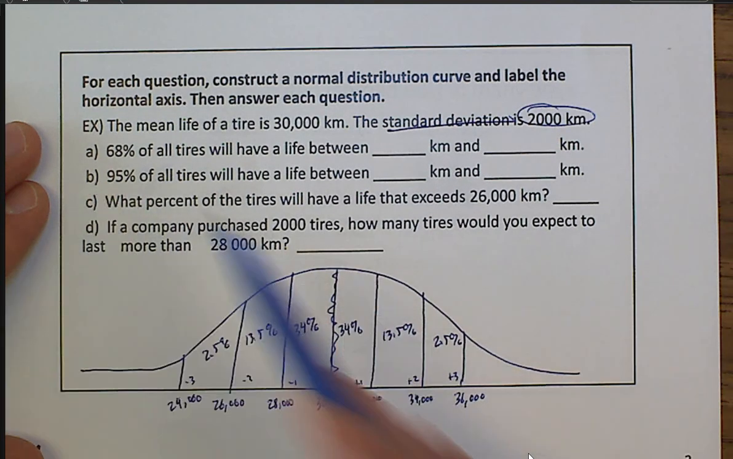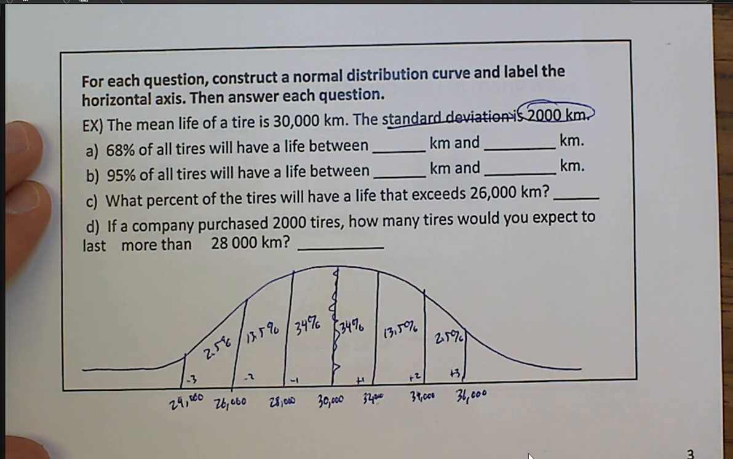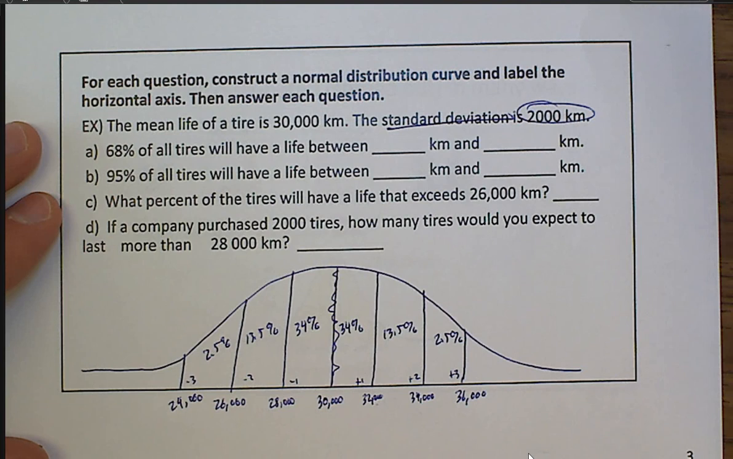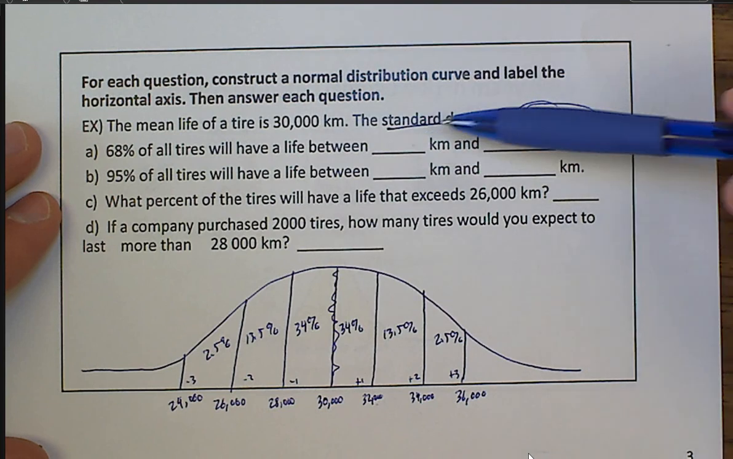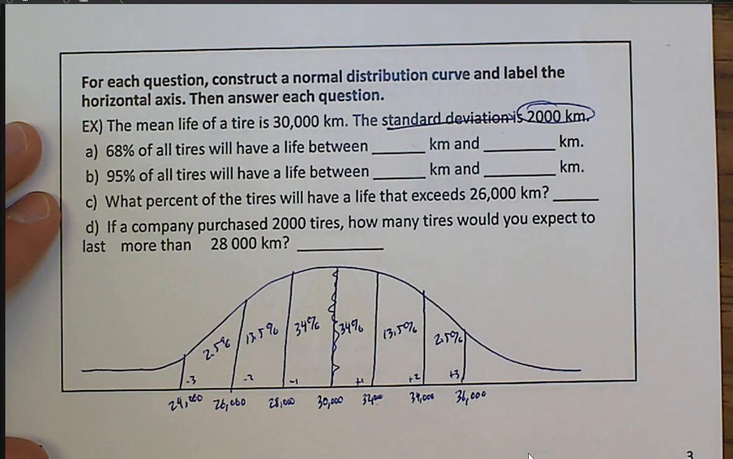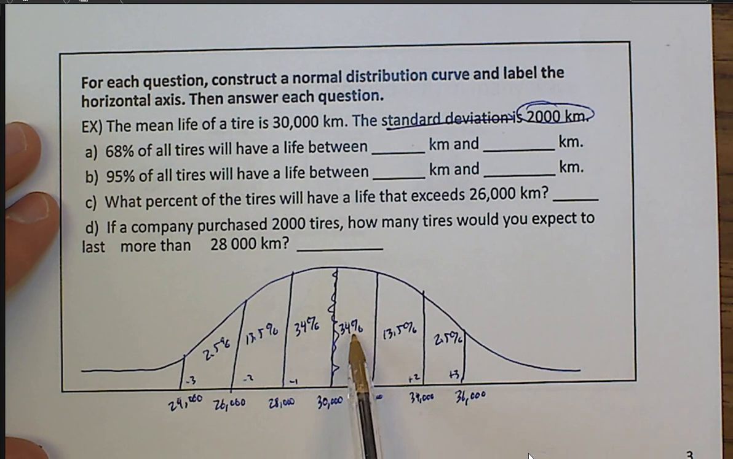let's take a look at questions A, B, C, and D and see what we can figure out. 68% of all tires will have a life between what and what? Well, remember, 68% is the 34 and the 34, so numerically speaking, that's 28,000 to 32,000.